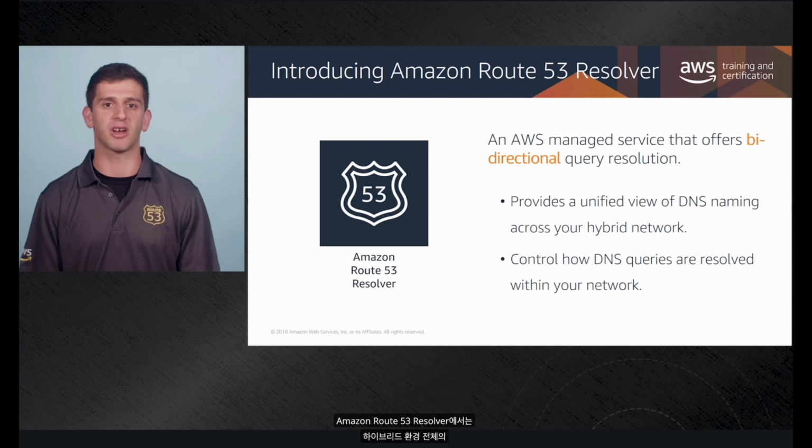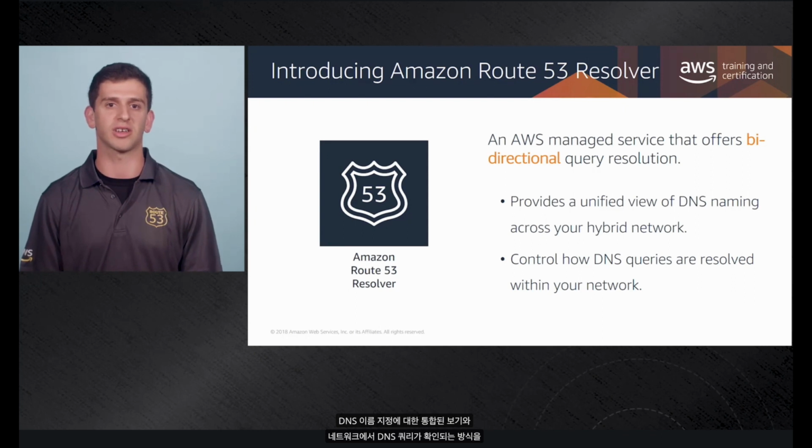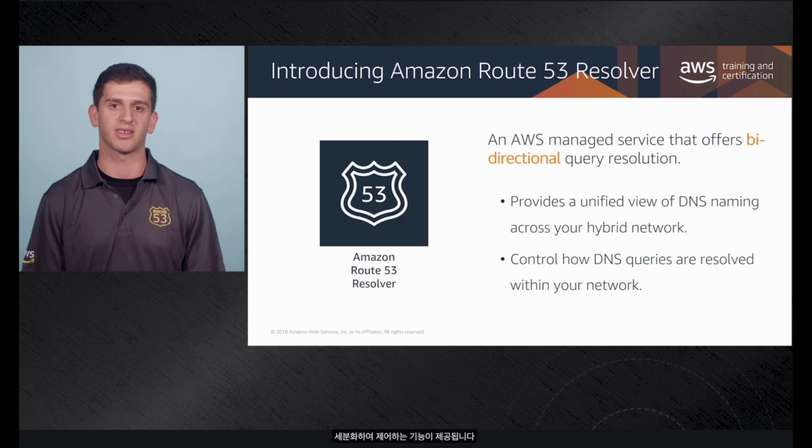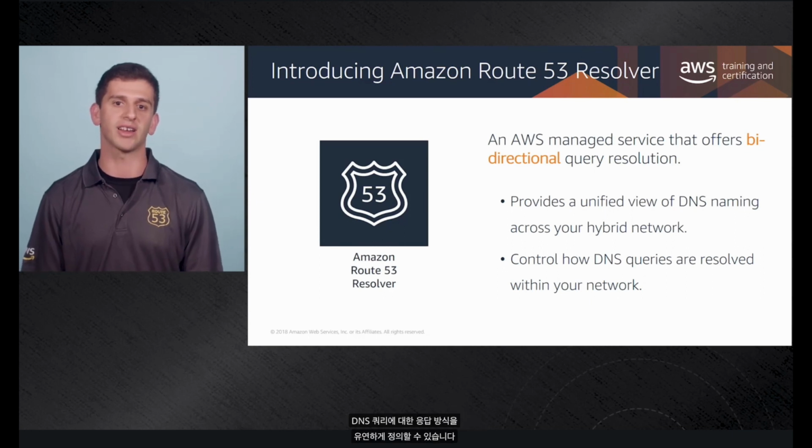Amazon Route 53 Resolver offers a unified view of DNS naming across your hybrid environment, and the ability to control in a granular fashion how DNS queries are resolved within your network. Route 53 Resolver gives you the flexibility to define how DNS queries should be answered based on the domain name and where in your network the query is coming from.